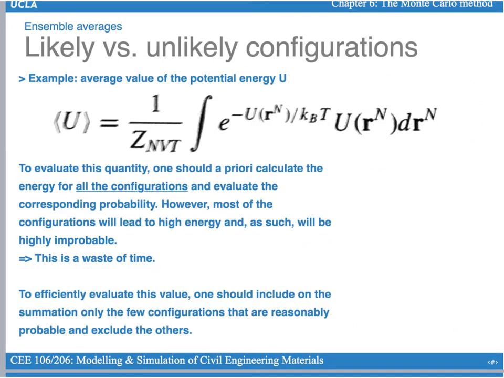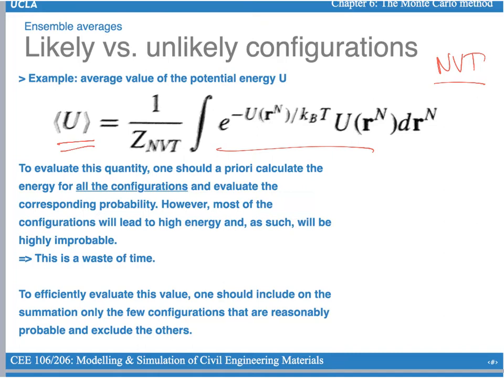So if you want to calculate the average of this property in the NVT ensemble, so we are in the canonical ensemble at constant temperature, then from a mathematical viewpoint, to calculate the average value of this thing, what you have to do is to solve this integral, which in spirit is very similar to the very first integral that we solved at the beginning of this video. You can use the Monte Carlo method for this.